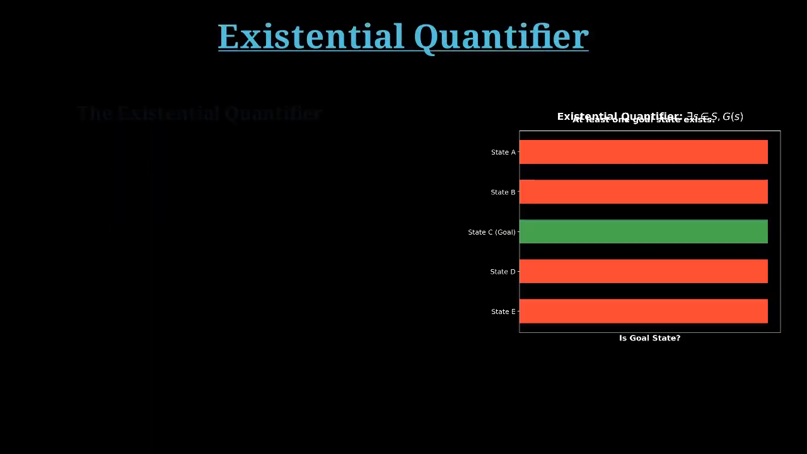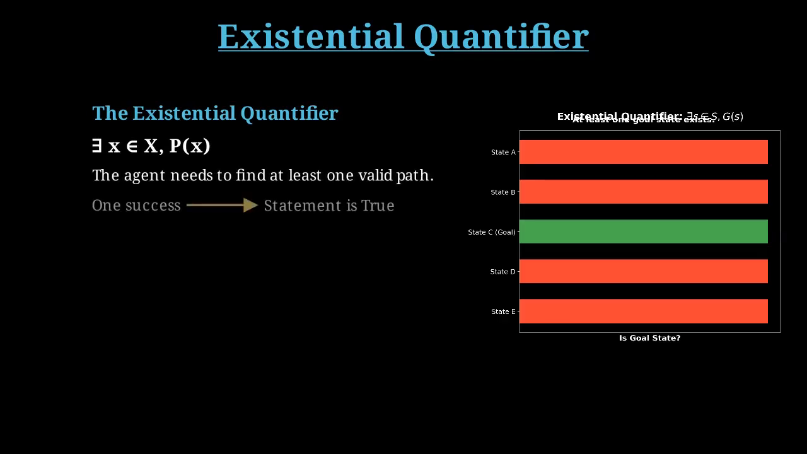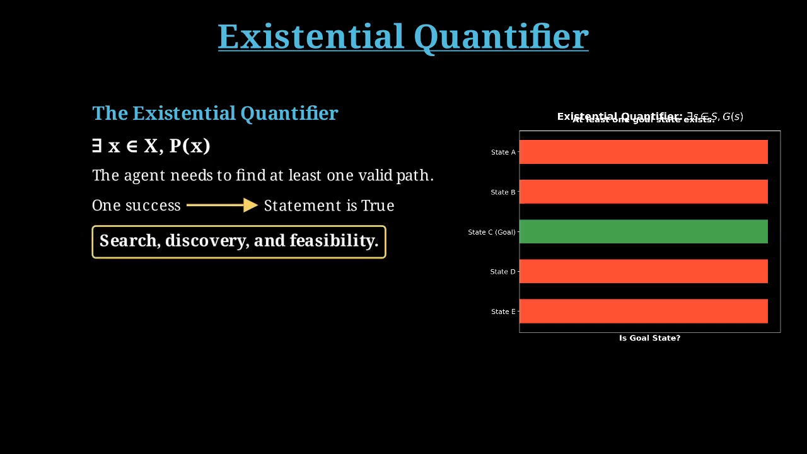Next is the existential quantifier, written as a backwards E. This asserts that there is at least one element in the set that satisfies the property. Think of a maze-solving agent. When we say "there exists a path i such that the agent reaches the goal," we do not need every path to work. The agent's task is purely to find that one specific, successful trajectory. It represents search, discovery, and feasibility.